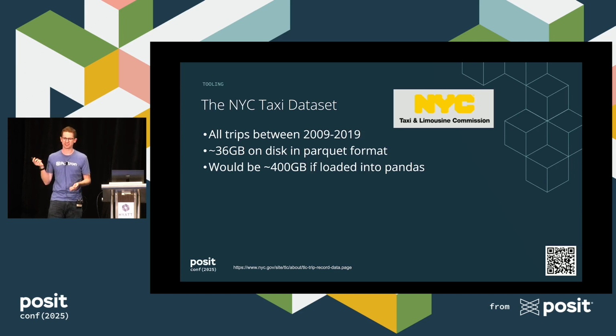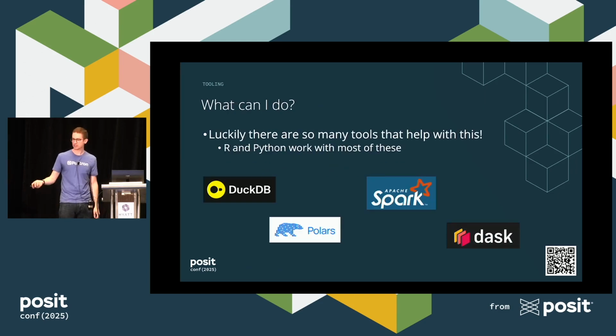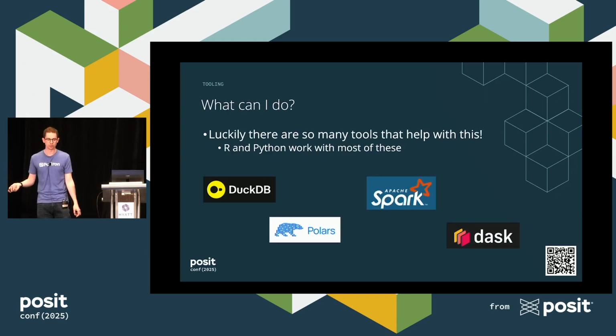It's about 36 gigabytes on disk, and if you were to read it all into pandas in Python, that would be 400 gigabytes of RAM. And I don't know about you, but my MacBook does not have 400 gigabytes of RAM. So what can you do in this scenario? I mean, luckily for you, there are a lot of tools that help with this. I put up some logos here on the slides. We've got DuckDB, Polars, Apache Spark, Dask.